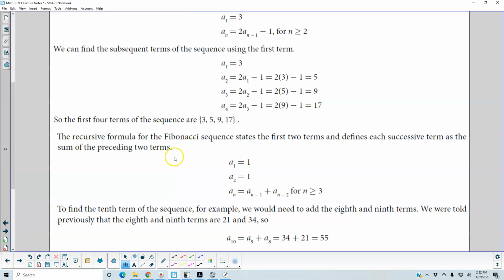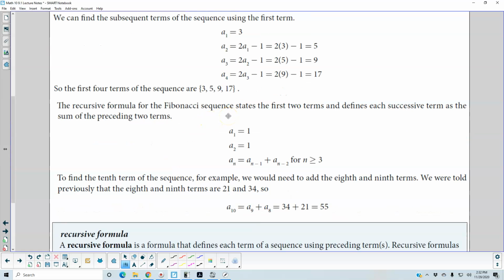Now the recursive formula for the Fibonacci sequence states the first two terms and defines each successive term as the sum of the preceding terms. So the first term is 1, the second term is 1, and then the nth term is the preceding term plus the second preceding term, for all n greater than or equal to 3.